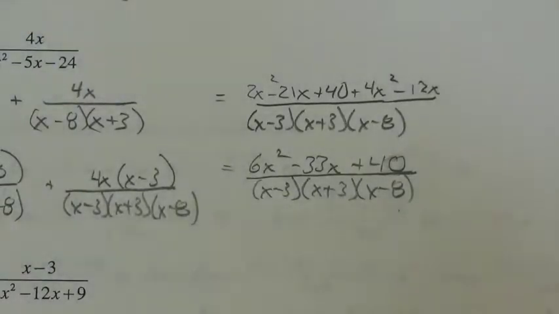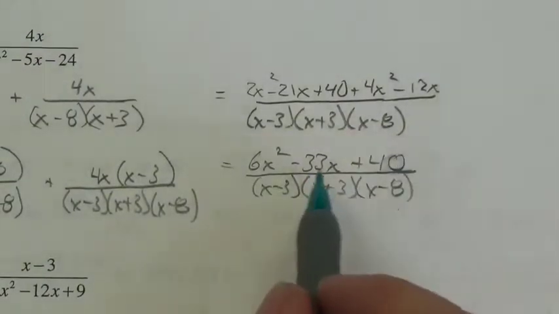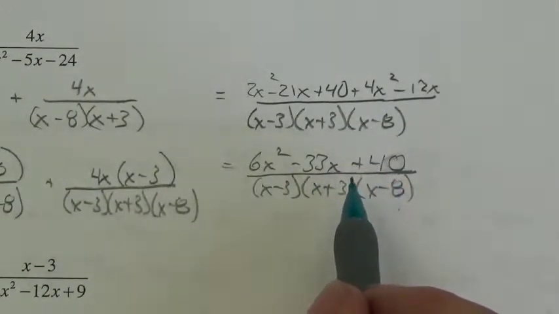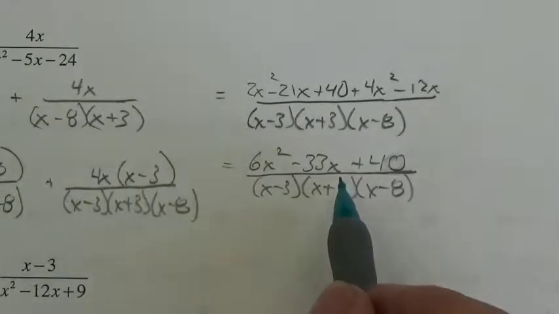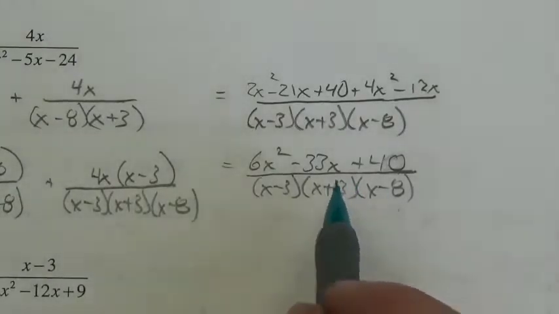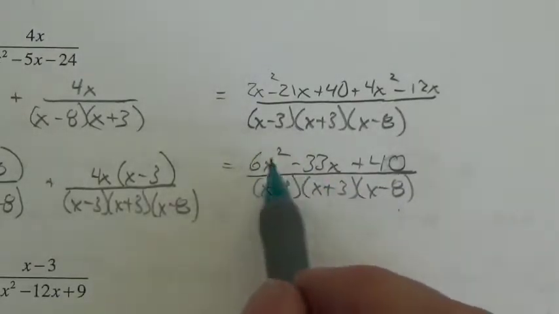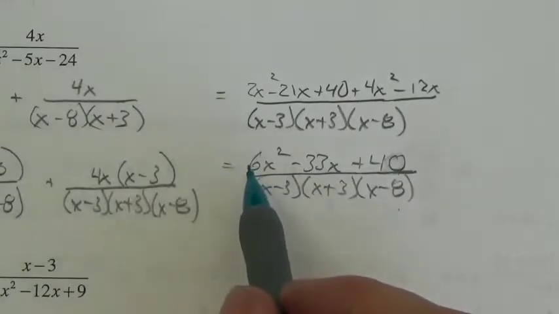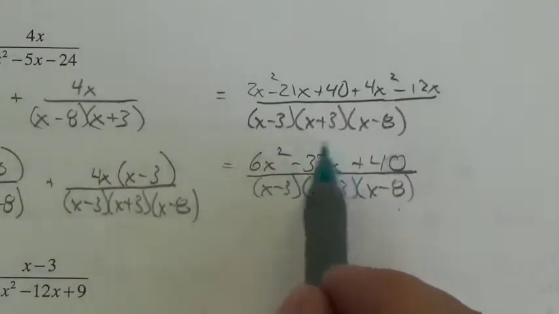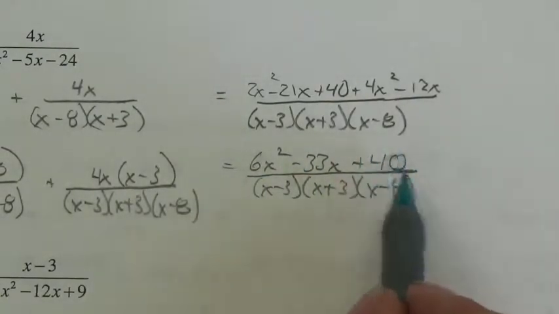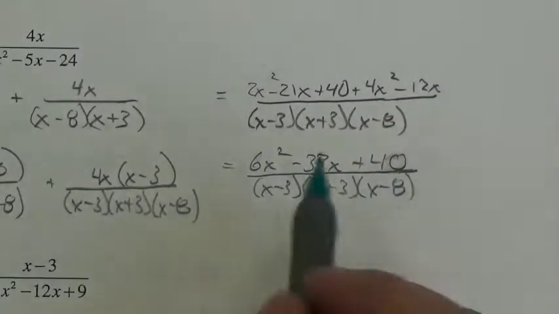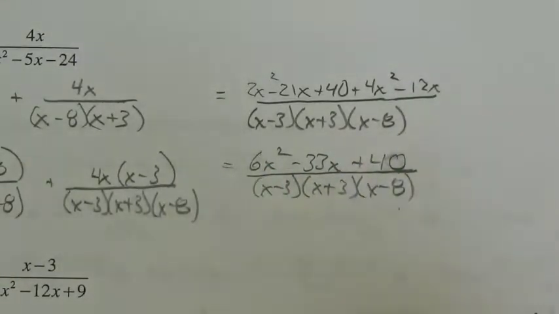All right, now that I've put it all together, now I would look for common factors there, or any kind of factoring that I can do. In terms of common factors, there are none, because 6 is the one I'm really going to use to lead me through that. 6 can only be broken down into 2 and 3. 2 is not a factor of 33, and 3 is not a factor of 40. So there is no common factor there.